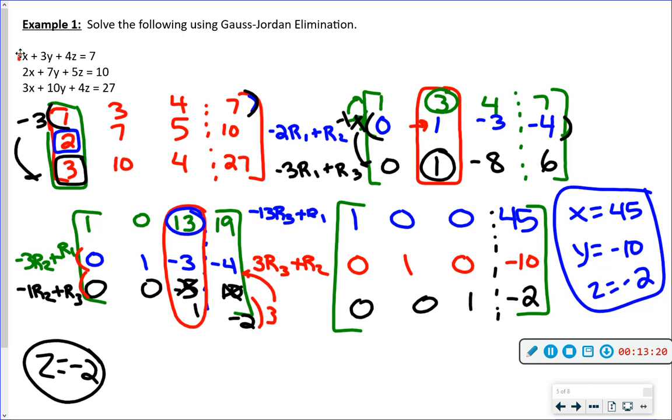I promise. I just want to ask, so how do you know which rows to multiply and add to? So you always, like I said, you want to work that column at a time, and you always want to work off the 1 in the column. So I'm always going to multiply wherever my 1 is and add it to the other rows.